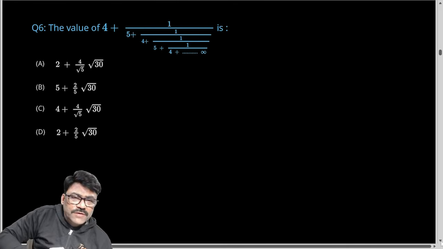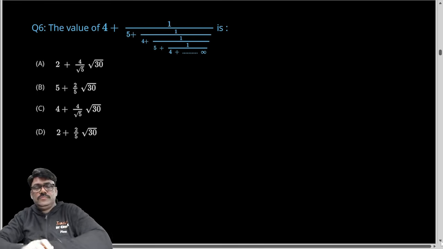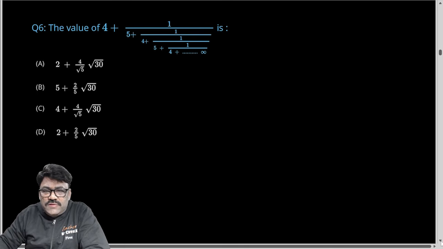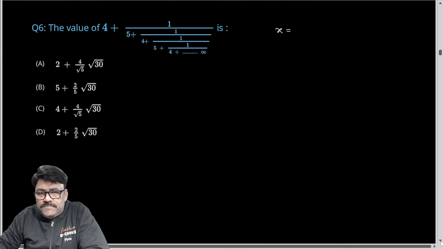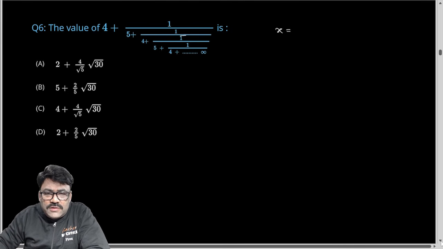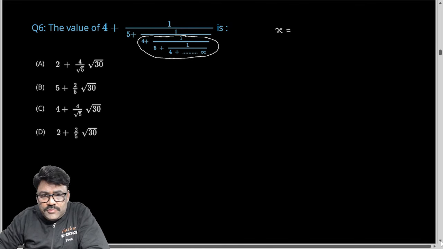Okay, see this question, you have to get the value of this expression. So let's say this expression is x. And you can see that if I take this one, the terms enclosed here, this is same as the original 4 plus 1 by 5 plus 1 by 4 plus 1 by 5. So this is same as original, and the whole thing is taken as x. So this one is also x. So that means I can write x is equal to 4 plus 1 by 5 plus 1 by x.